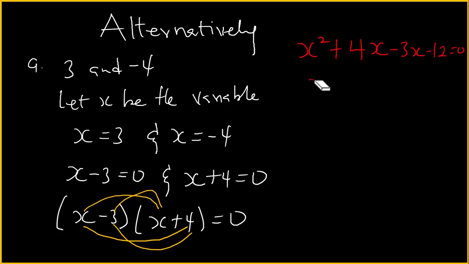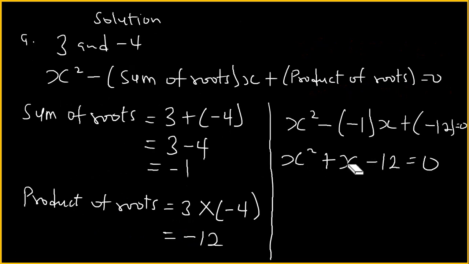So let's simplify. X squared plus 4x minus 3x. So plus 4 minus 3 gives us 1. So plus x minus 12 equals 0. Now let's compare our two equations. X squared plus x minus 12 equals 0 to this one. X squared plus x minus 12 equals 0.